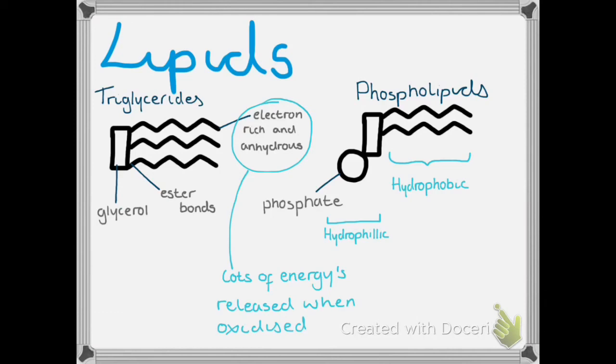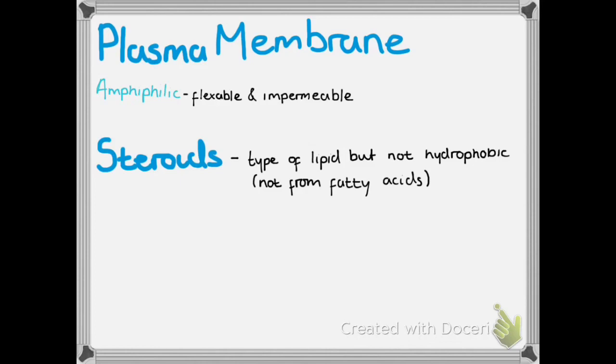But if we go back to phospholipids for a second, these are very important in making plasma membranes because they can form a phospholipid bilayer. So the hydrophobic tails will face inwards away from any water or fluids, whilst the hydrophilic heads will face outwards into the fluids, forming sort of like a barrier to separate them. Another type of lipid that I will mention are steroids. These aren't actually from fatty acids and they're not hydrophobic, but they're still classed as a lipid.